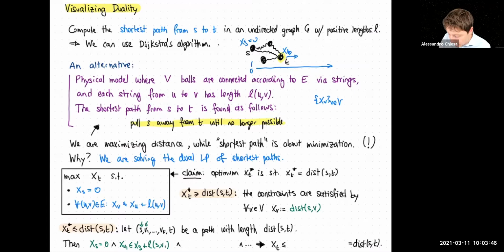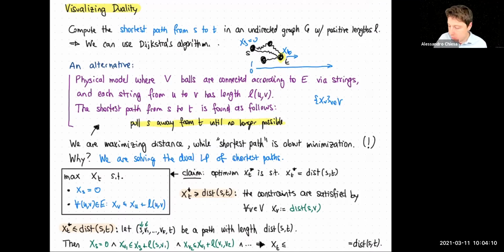Then, because I'm going from V1 to V2, I can write the constraint. Among all the constraints I can write, I can in particular write the constraint x_v2 is at most x_v1 plus L from V1 to V2. And I continue in this fashion. And if I add up all these inequalities, I will have a telescoping sum.